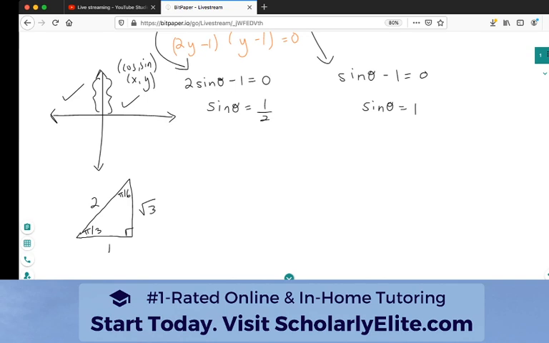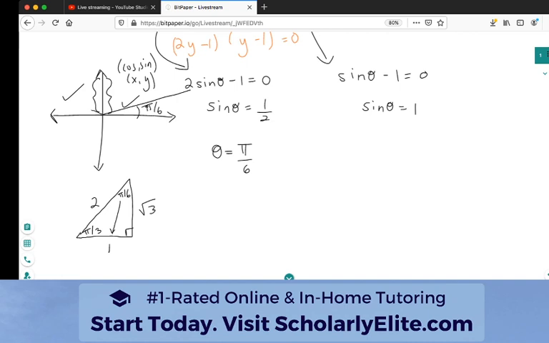So I know that sine is opposite over hypotenuse, so that means that I'm looking at pi by 6, because that's the opposite, which is 1, and the hypotenuse is that. So one of the angles here is pi by 6, and pi by 6 is 30 degrees, so it's right here, pi by 6.